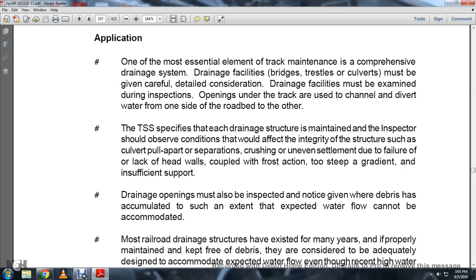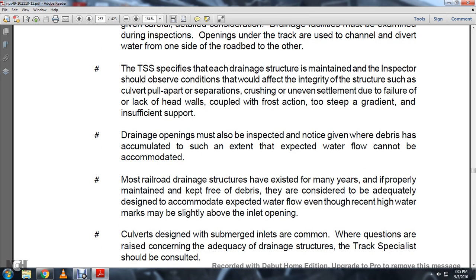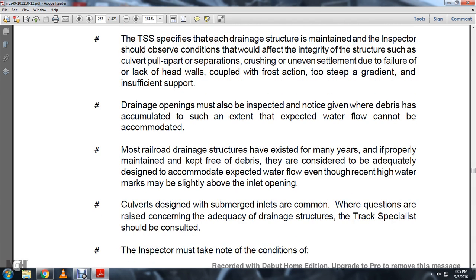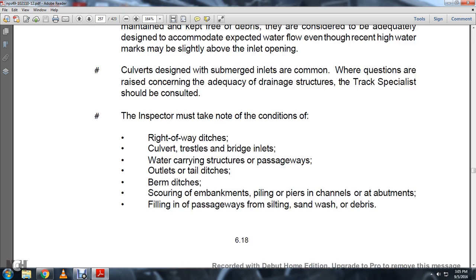Notice should be given if debris has accumulated to such an extent that the expected water flow cannot be accommodated. Most railroad drainage structures have existed for many years. If properly maintained and kept free, to the degree that they are considered adequately designed and accommodate expected water flow, even though recent high water marks may be slightly above them in the inlet operation. Culverts designed to submerge inlets are common when questions are raised concerning the adequacy of the drainage structure. The track specialist should be consulted.